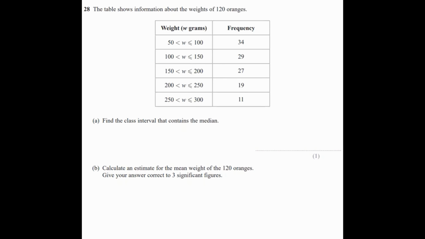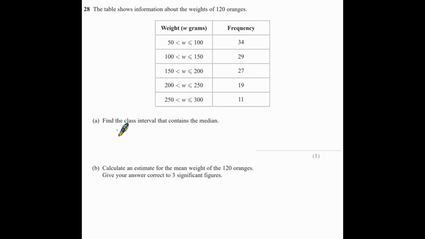And finally, question 28. We have a table with grouped data. The table shows the information about the weights of 120 oranges. So we have groups. We know that 34 of them weigh between 50 and 100, or rather larger than 50 and smaller or equal to 100. The next group over 100, smaller or equal to 150, and so on.